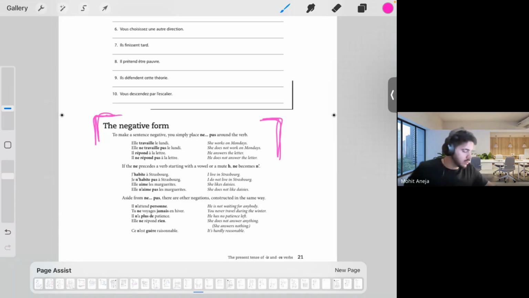Okay, we're recording. So we're learning the negative forms today, page number 21 in the grammar. If we are to make a sentence negative, as you said, Jessica, we have to place a ne pas around the verb. But you have to remember that there are verbs which have two words included in them. Where do we put the ne pas in that case?